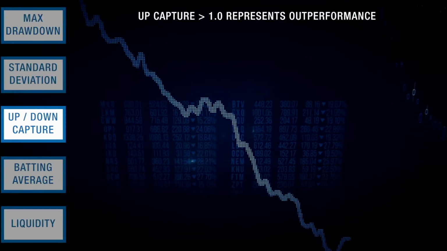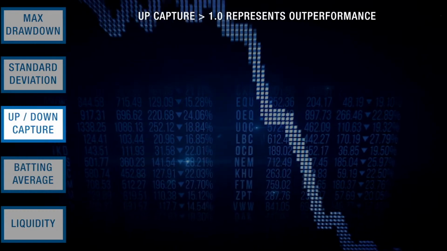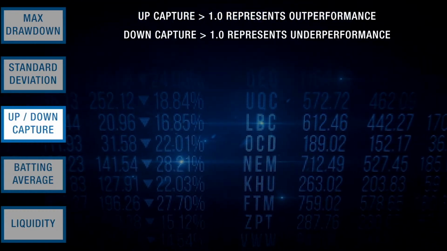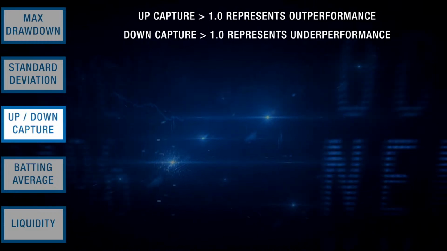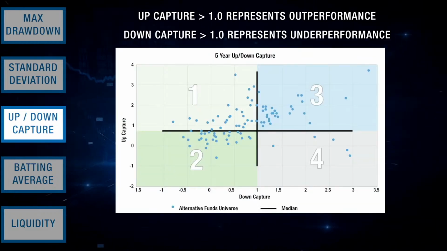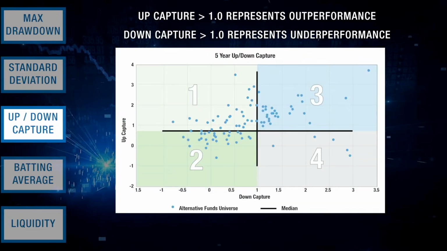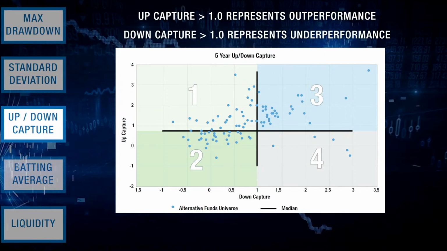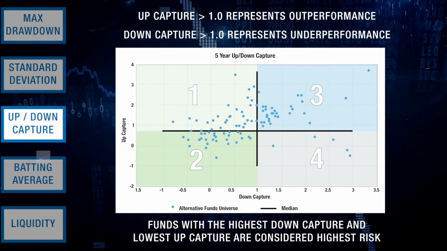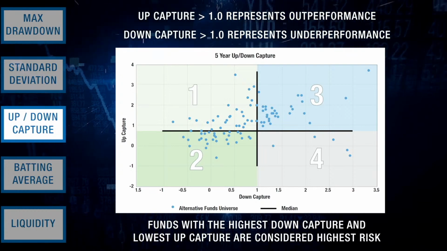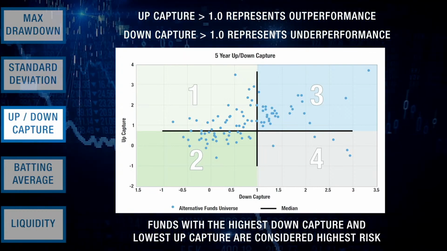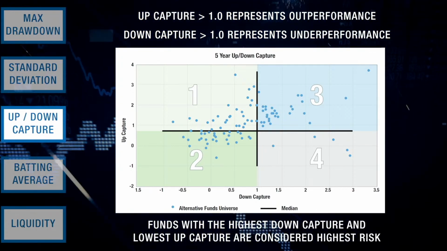Up and down capture measure how well a fund did when the market was up and down respectively. Up capture greater than 1 represents outperformance, and down capture greater than 1 represents underperformance. This is an illustrative grid showing the universe of funds over a 5-year period, where the black lines represent the medians. Scores are given dependent on which quadrant the fund falls into, as seen in this table. The scores from 1 to 4 are converted to a 5-point scale.